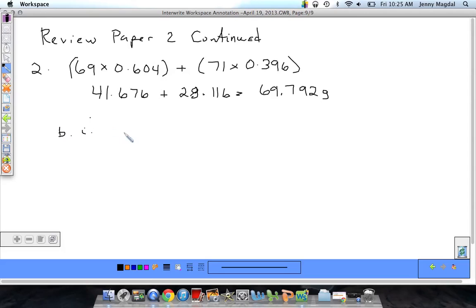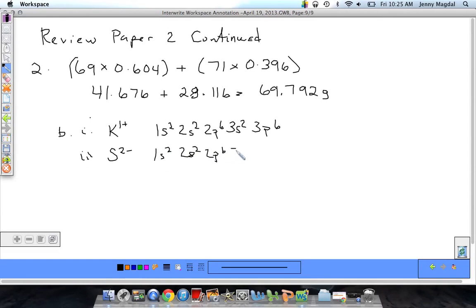Second, we're looking for the electron arrangements. The first one for the potassium ion. Potassium always forms the ion 1+, so it's lost an electron. It is 1s2, 2s2, 2p6, 3s2, 3p6. Our second one here is for the sulfide ion, which always is a 2 negative. So that is 1s2, 2s2, 2p6, 3s2, 3p6. Notice they're in the same isoelectronic series.